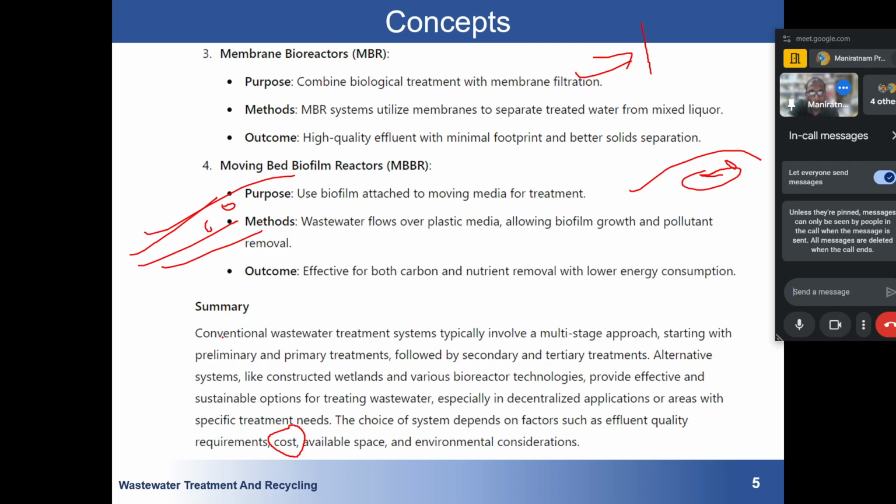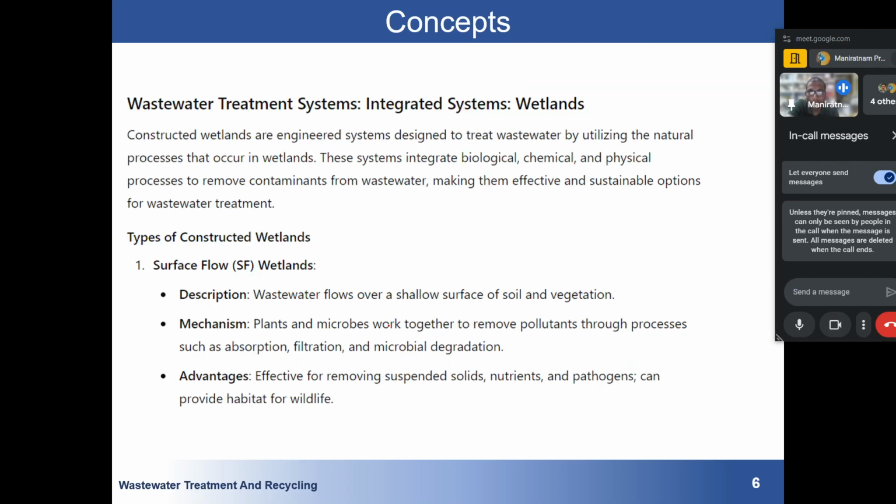So that was the overview. Now I will be discussing some of the wetlands that are generally used. We have already said that constructed wetlands are engineered systems designed to treat wastewater. Engineered systems are man-made, designed to treat wastewater by utilizing the natural processes that occur in wetlands. These systems integrate biological, chemical, and physical processes to remove contaminants from wastewater, making them an effective and sustainable option for treating wastewater. So first is the surface flow wetland.